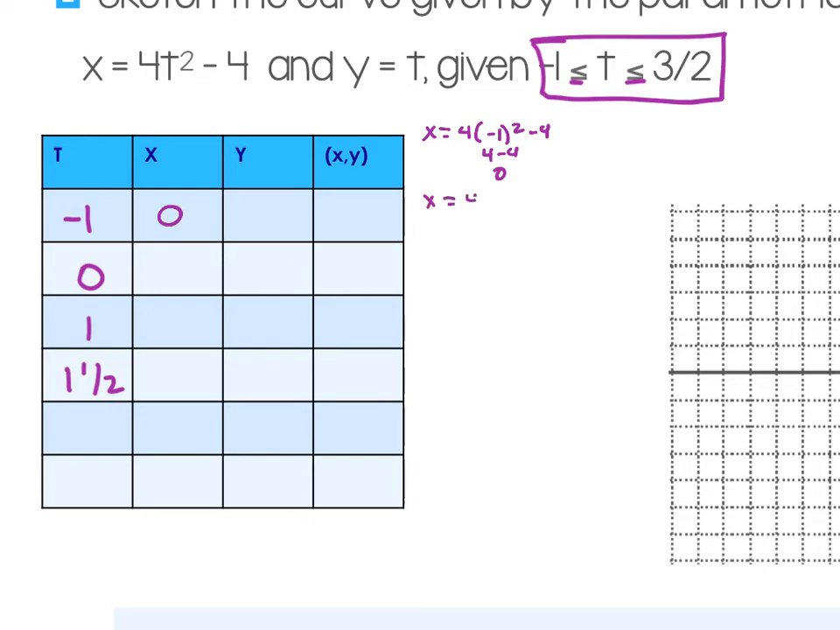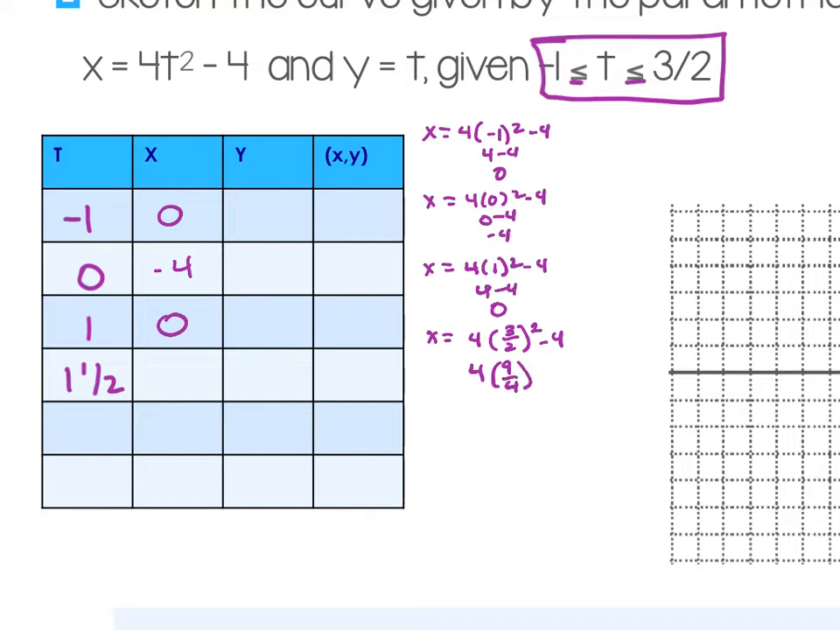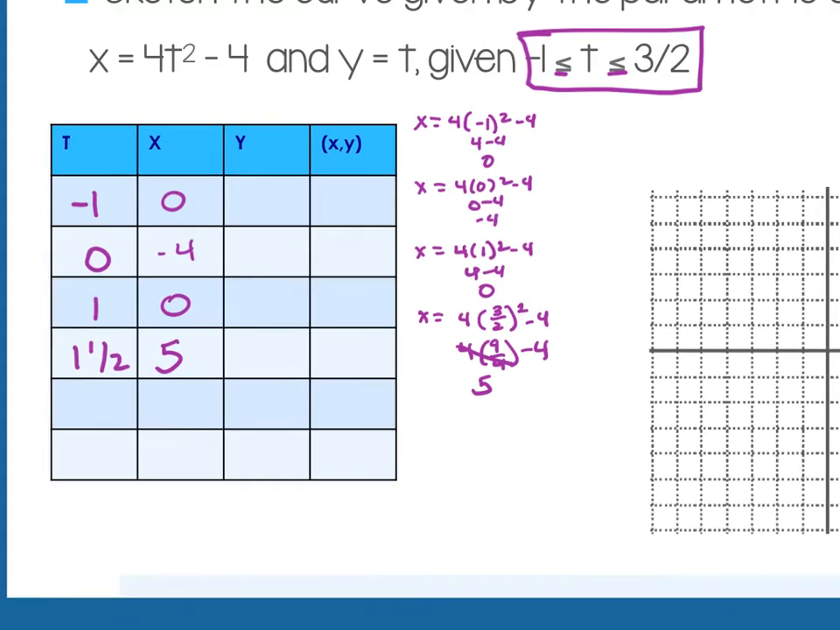x would equal 4 times 0 squared minus 4 times 0 minus 4, which is -4. x would equal 4 times 1 squared minus 4 times 1 minus 4, which is 0. And x would equal 4 times 3/2 squared minus 4, which is 4 times 9/4 minus 4. The 4's get canceled. 9 minus 4 is 5.